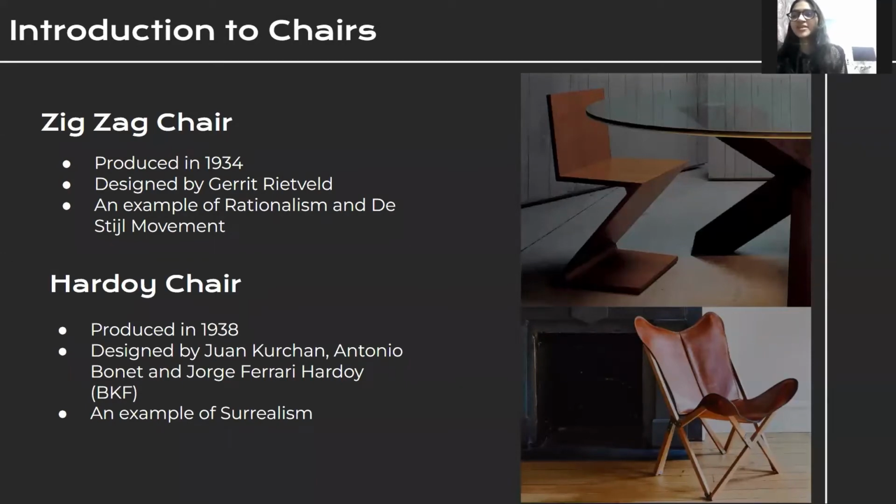The two chairs that we are discussing today were a result of the circumstances discussed previously. The Zigzag chair was produced in 1934 by Gerrit Rietveld, whereas four years later, in 1938, the Hardoy chair was designed by Juan Kurchan, Antonio Bonet, and Jorge Ferrari Hardoy, known as BKF. Gerrit used the path of rationalism and the De Stijl movement, which regarded reason as the true test of design, while BKF focused on an unordinary and imaginative perception of reality, that is, surrealism.